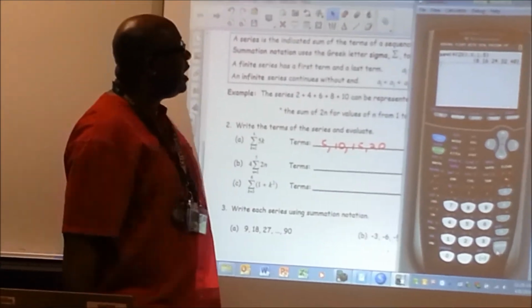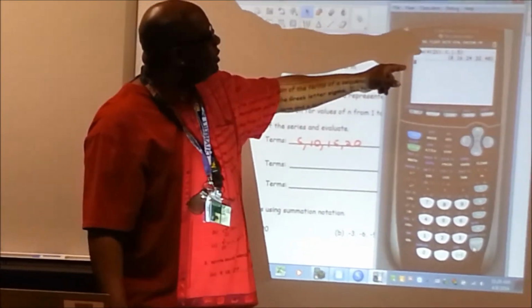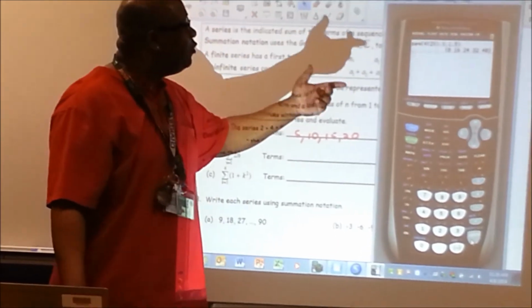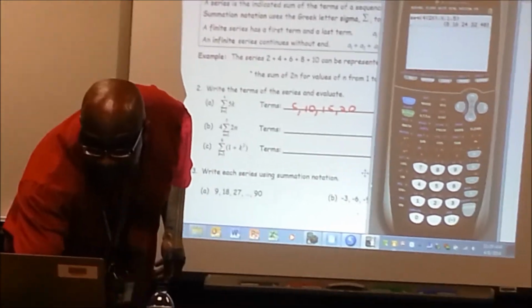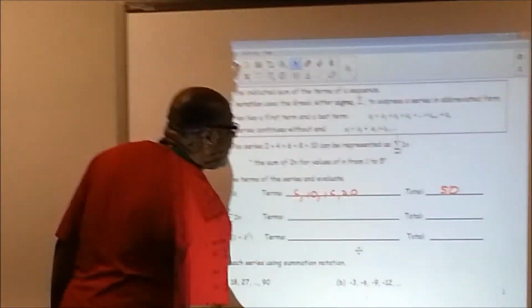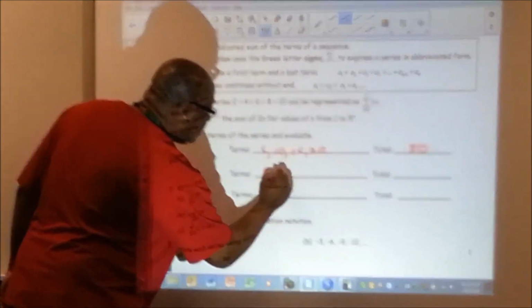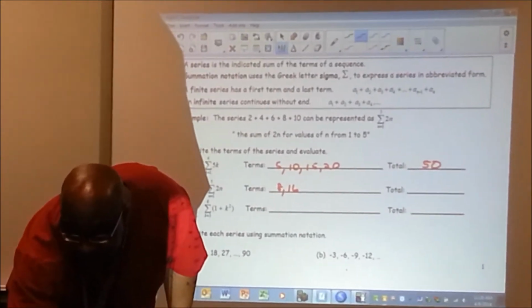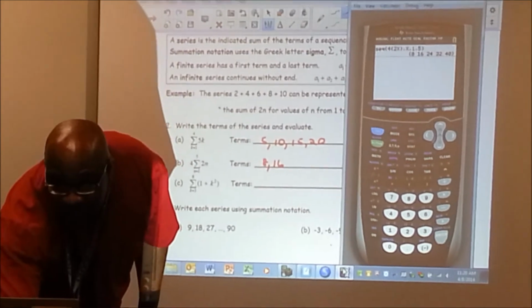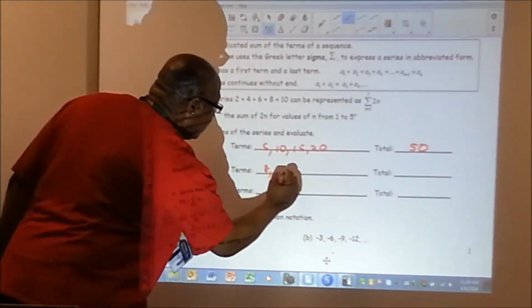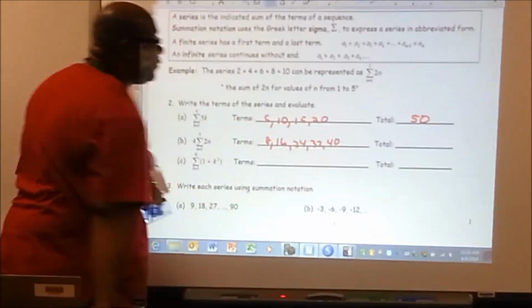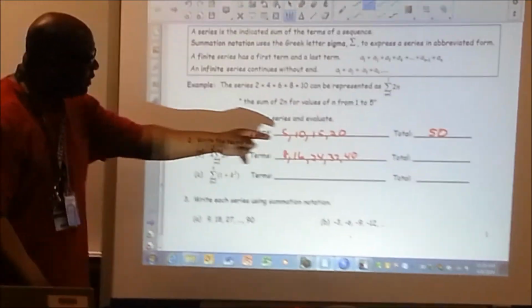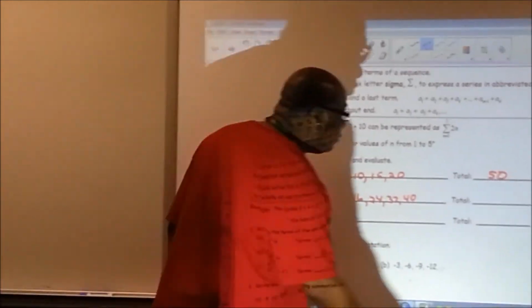So, the 5 terms I'm getting are 8, 16, 24, 32, and 40. So let me go ahead and place these in. 8, 16, 24, 32, 40. If we add each of these numbers together, our total should come out to be 120.